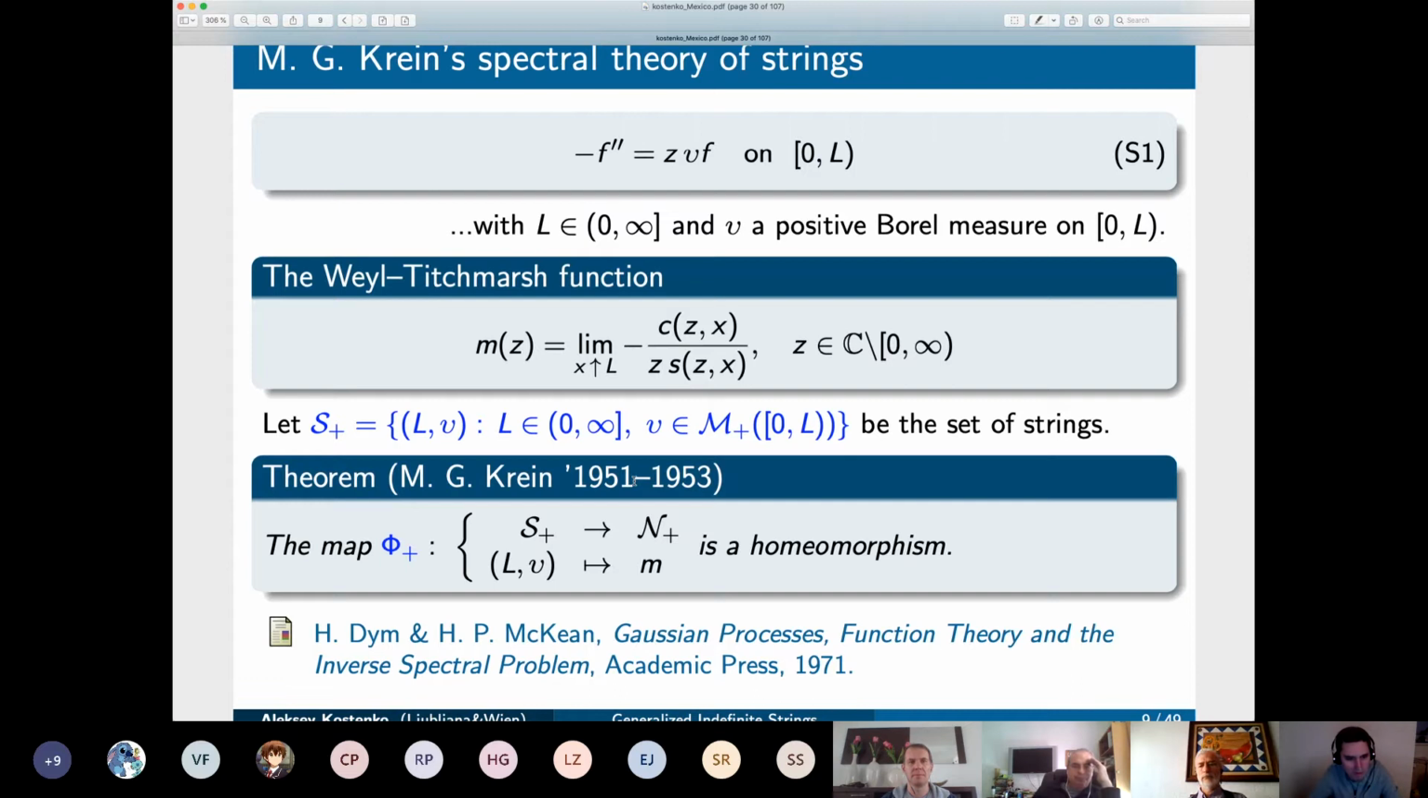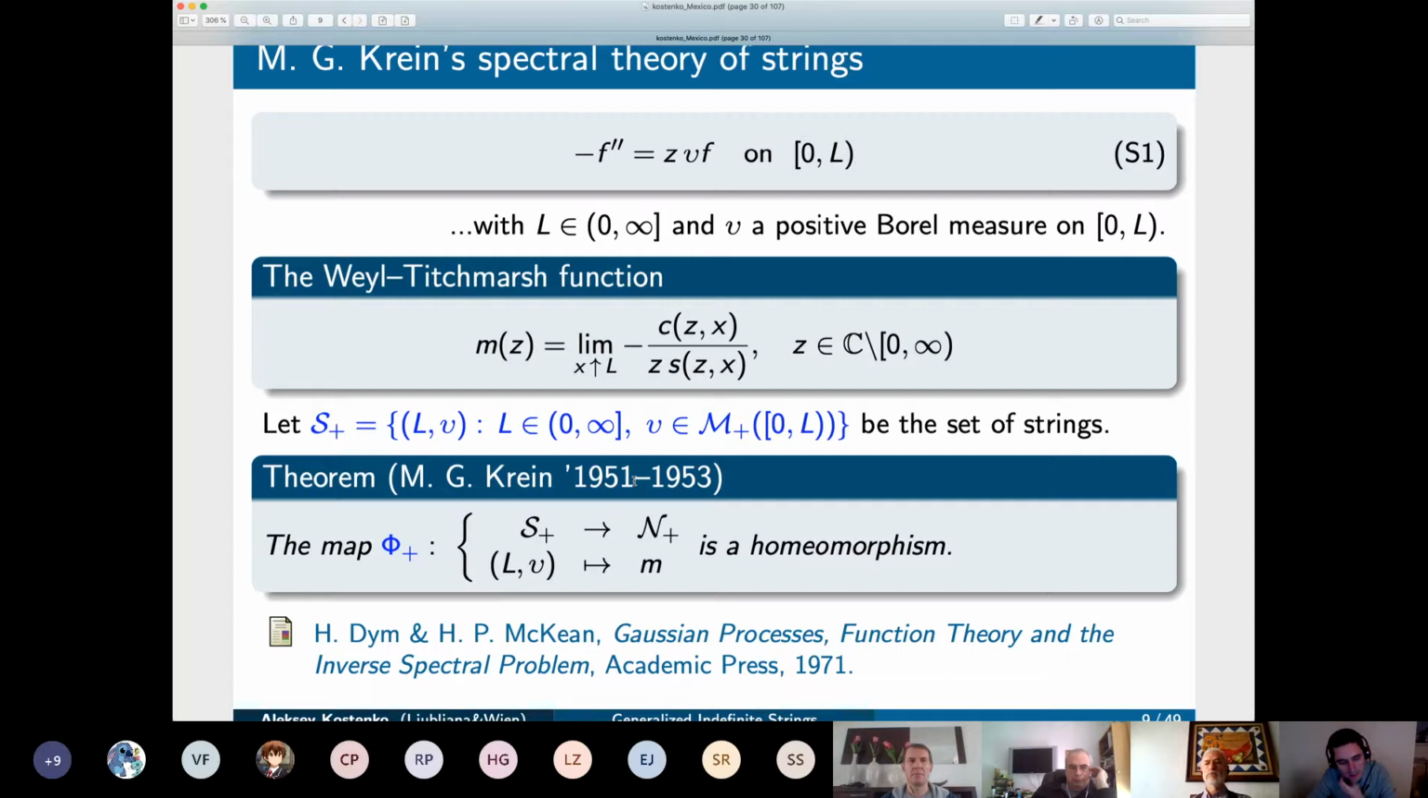Maybe I would like to comment that Mark Krein did not publish a proof of this result. I do not know the reasons. Maybe the proof is contained in his lecture notes, because the proof is based on the so-called theory of de Branges spaces. And it can be found in this nice book by Dym and McKean.